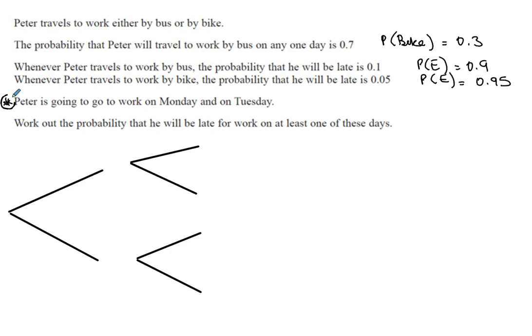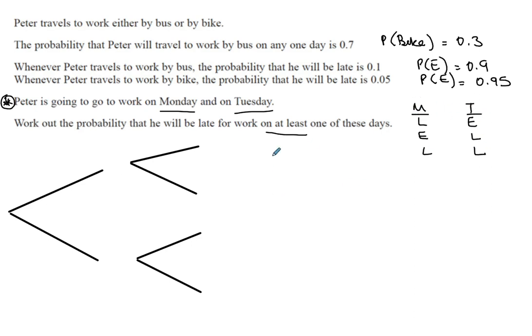Okay? Peter is going to work on Monday and Tuesday. So can you see there's the bus or the bike, there's late or early, and then there's Monday and Tuesday. Yeah? Work out the probability that he will be late for work at least one of these days. So you can tell to be late at least one of these days, then Monday, Tuesday, he could be late and early, or early and late, or late and late. Yeah, because that's at least one of the days.